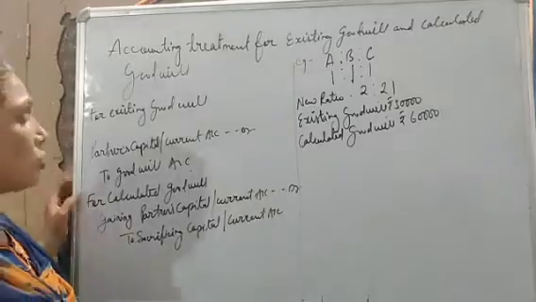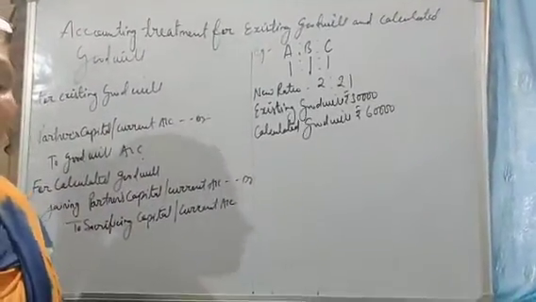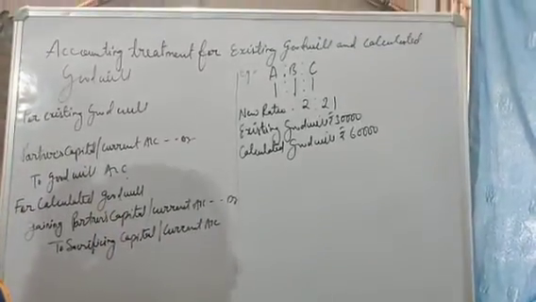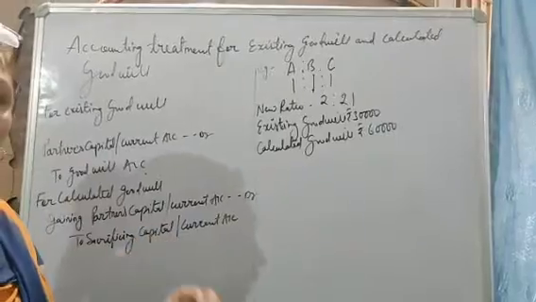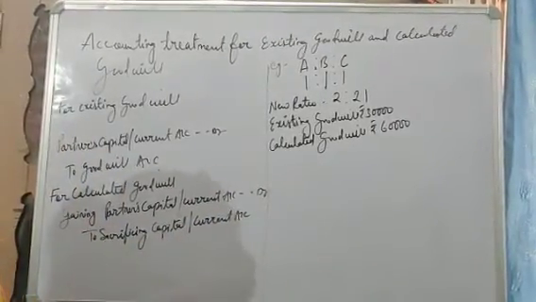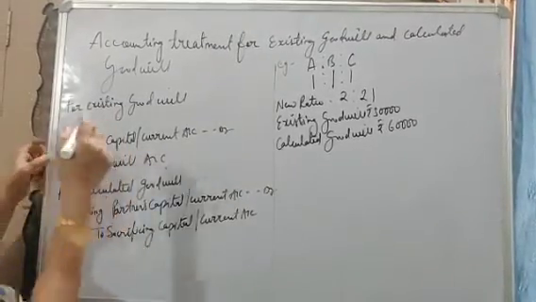Here first of all, if previous balance sheet is given and in that balance sheet already one goodwill is given, means already goodwill account is opened there and existing goodwill is in the question, then you have to write off that account. For writing off that account, you have to prepare that entry.